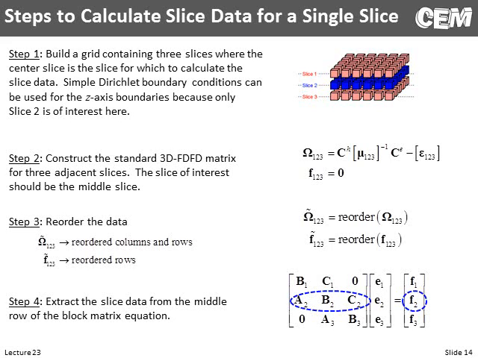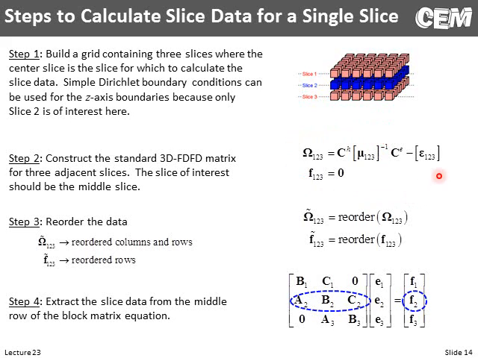So here's one way that we can calculate the slice data for a particular slice. Let's say we're interested in calculating the slice data for slice 2, what I'm showing in blue here. So one thing we could do is build a three-dimensional grid and construct a traditional finite difference frequency domain wave matrix for 3 adjacent slices. That's nx by ny by 3. So it's just 3 tall.